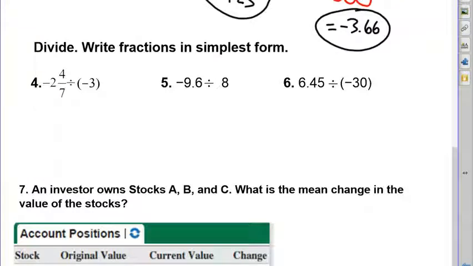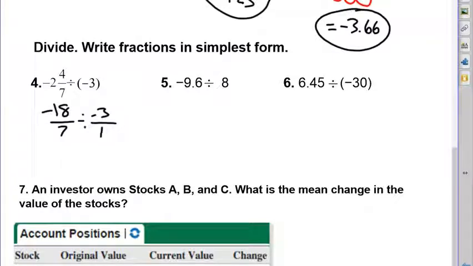First, I'm going to change my mixed number into an improper fraction. 7 times 2 is 14 plus 4 is 18. So negative 2 and 4/7 is the same as negative 18/7. I'm going to divide by negative 3, and I'm going to write this as a fraction, so negative 3 over 1.